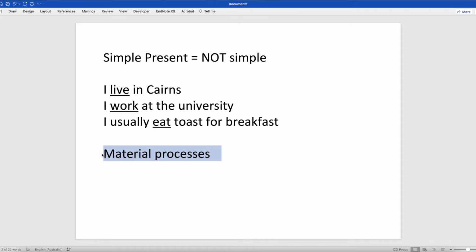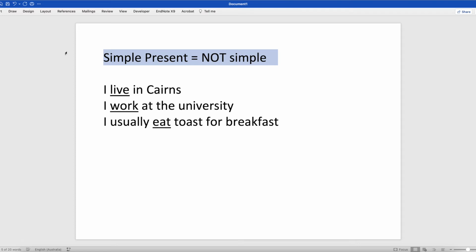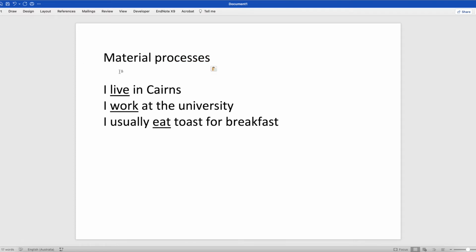Before I go on, let me just give these three examples the heading of material processes. Yeah, so I mentioned before that we also have relational processes, and relational is when we relate one thing with another. The easiest and most common relational process is to be, right?